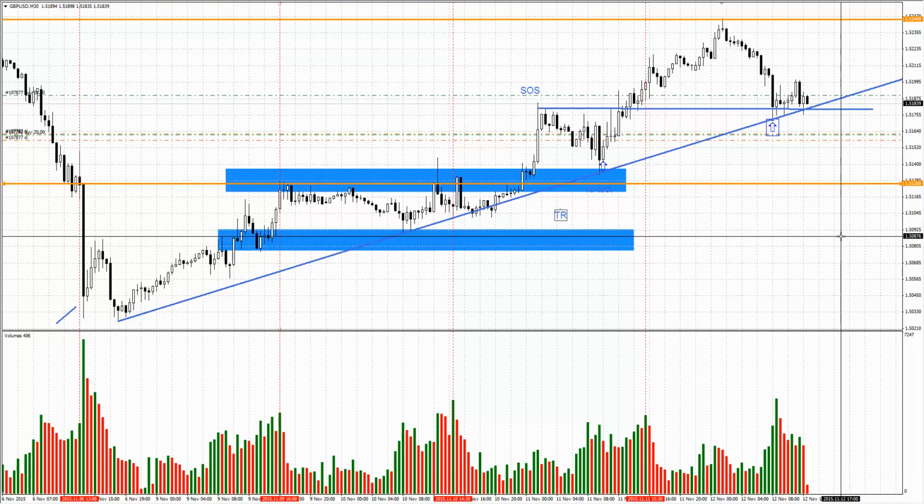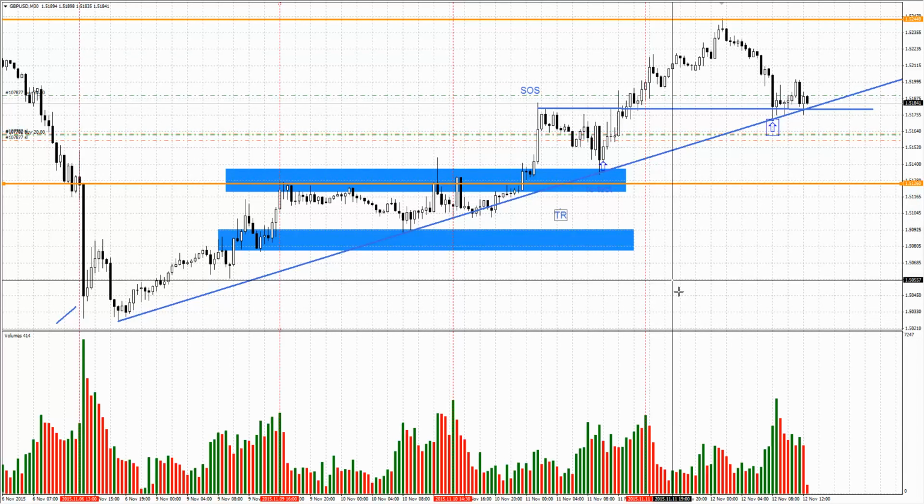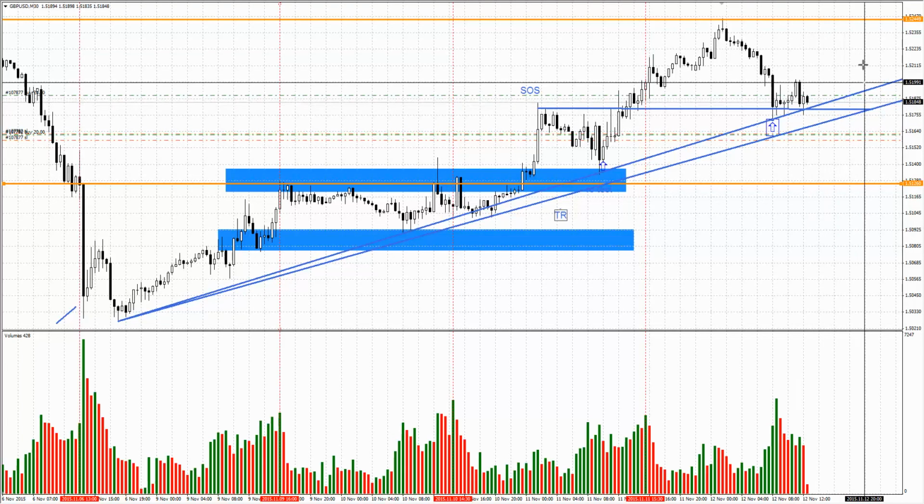We also have news impact and other aspects, but technically, as you can see, this is still good buying points here at this stage. So that's it for this analysis.